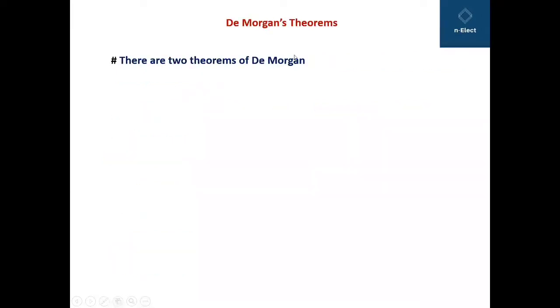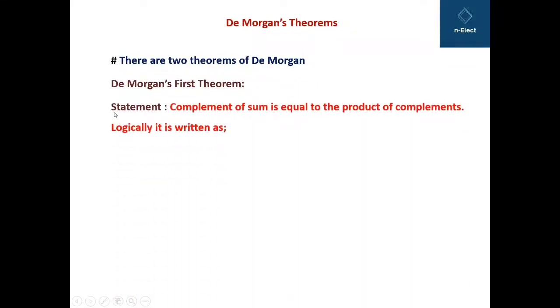Then De Morgan's theorems. There are two De Morgan theorems. De Morgan's first theorem: the statement is that the complement of a sum is equal to the product of complements. Logically it is written as A plus B whole bar equals A bar dot B bar.